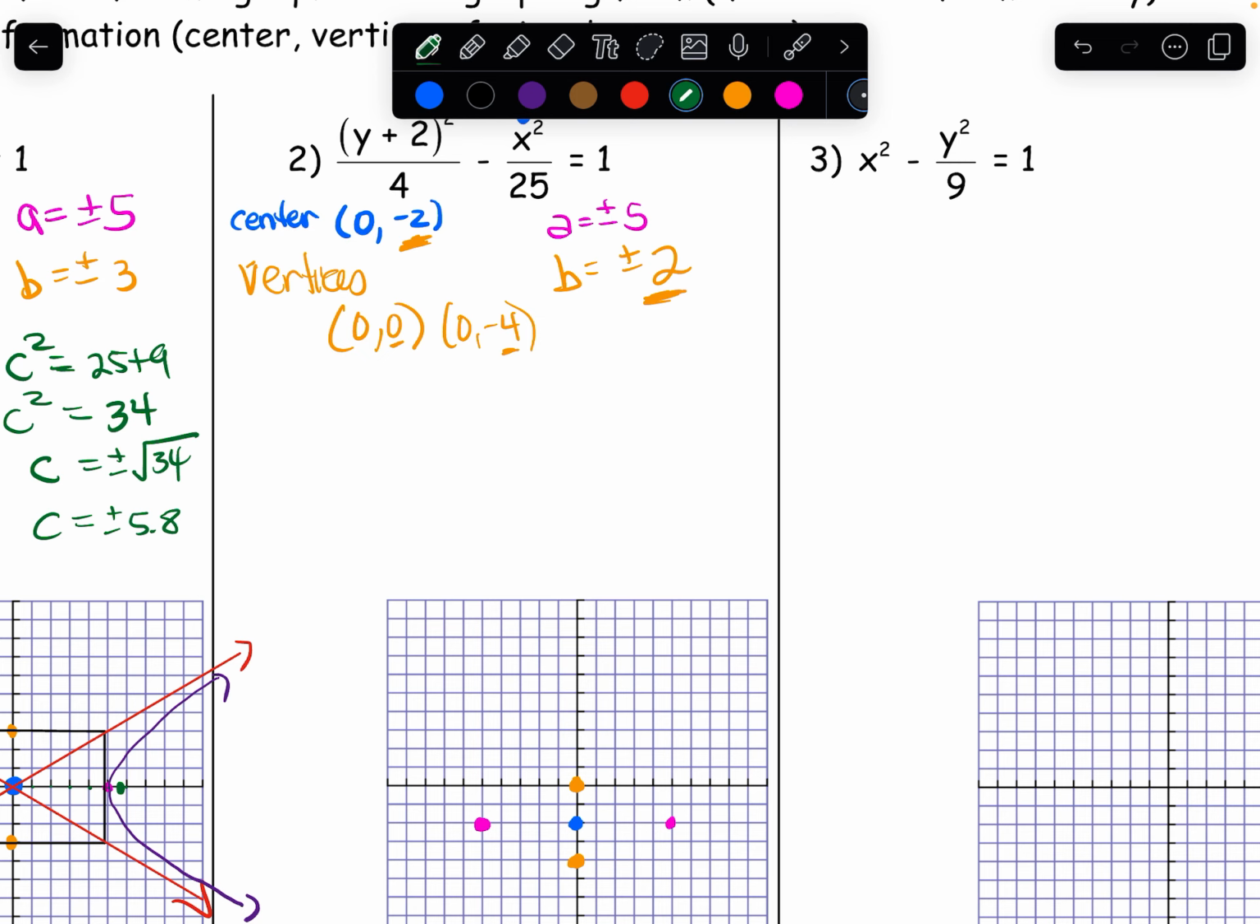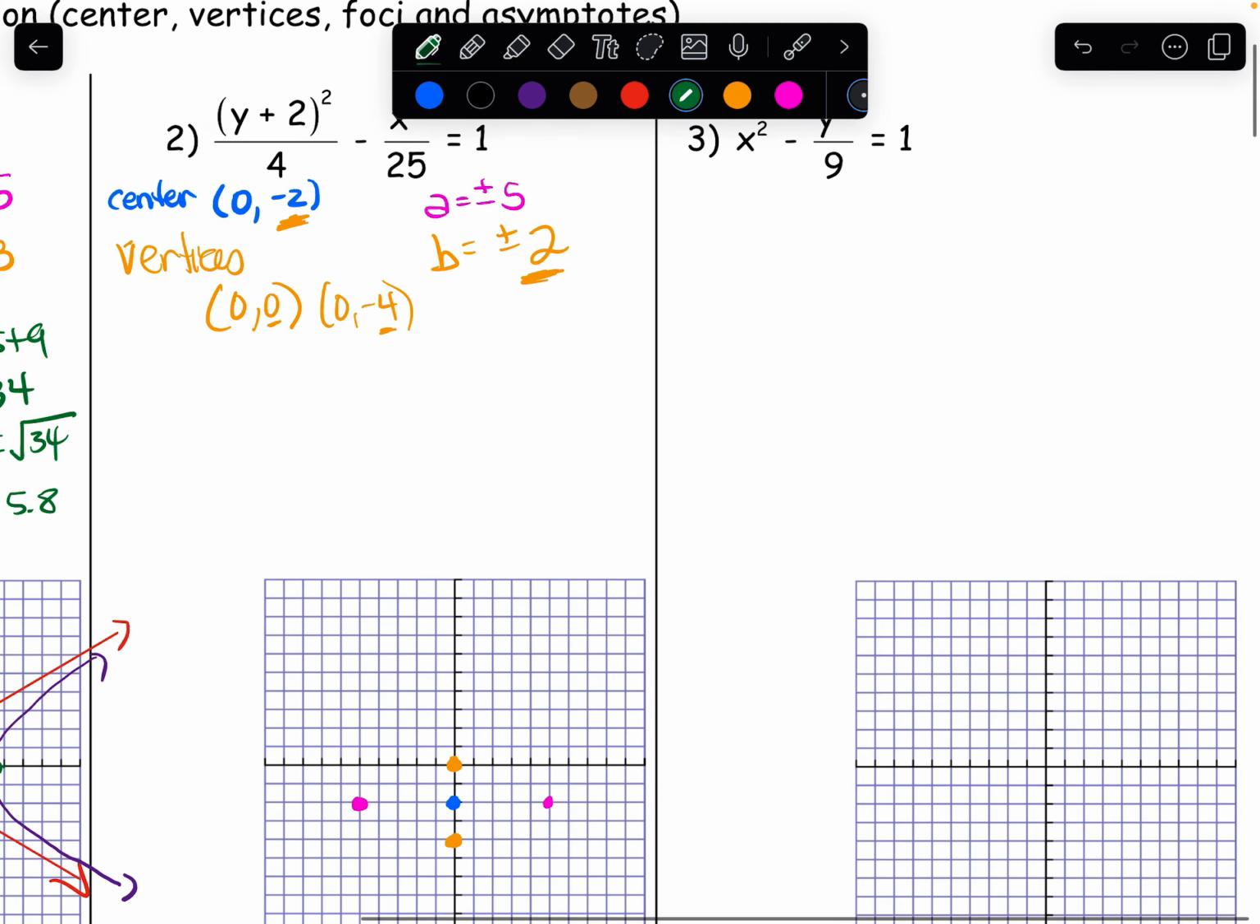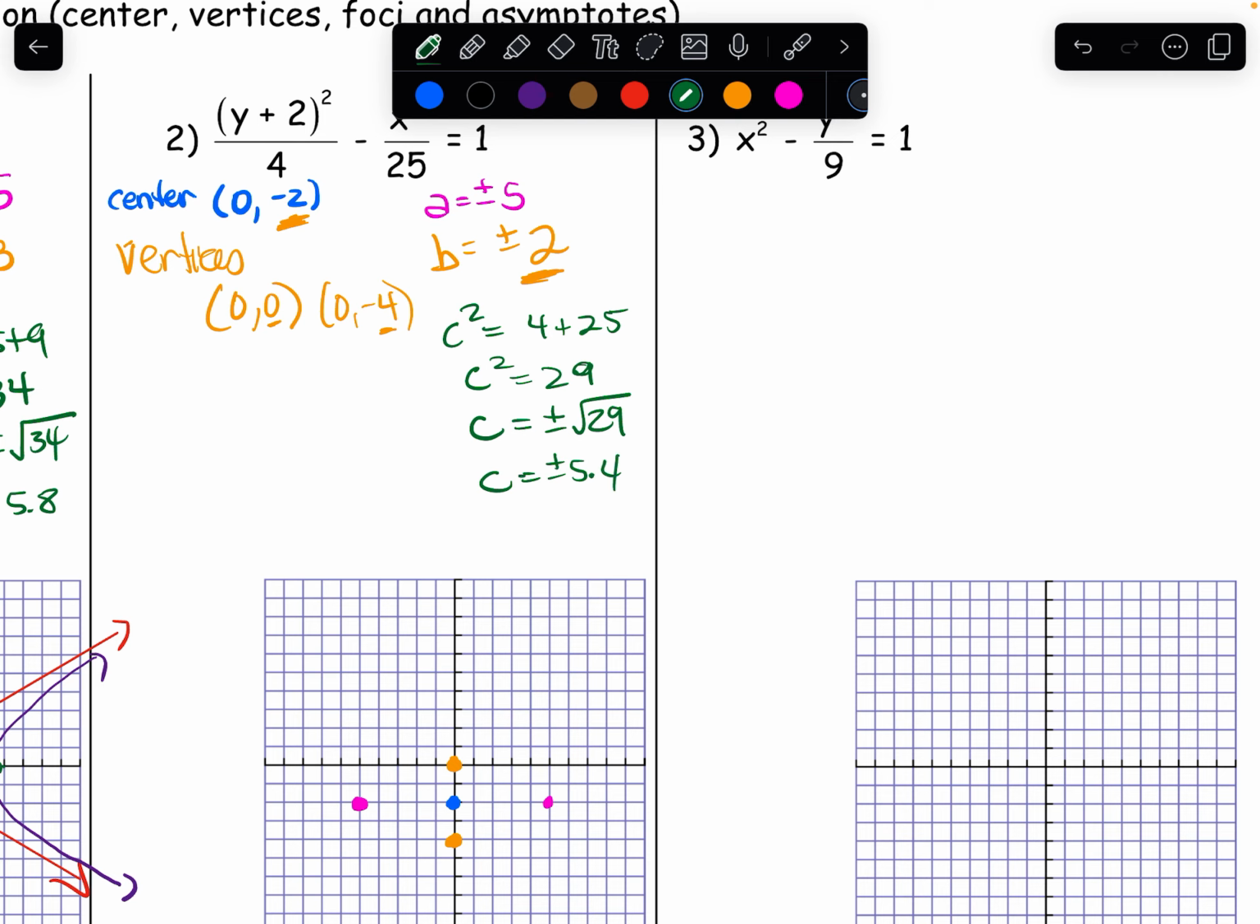Now the foci. I'm going to take c squared equals 4 plus 25. C squared is going to get me 29. So c is going to be plus or minus the square root of 29, which is going to be 5 point, I want to say 5.4. Let's see. 29 and a square root. 5.4. Good job. And that really should say approximate.